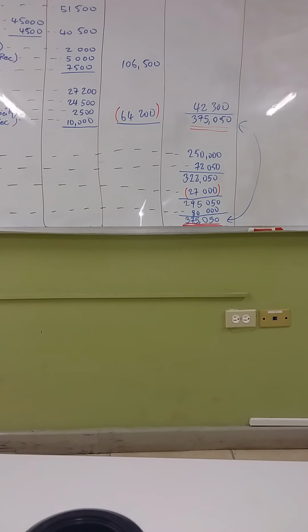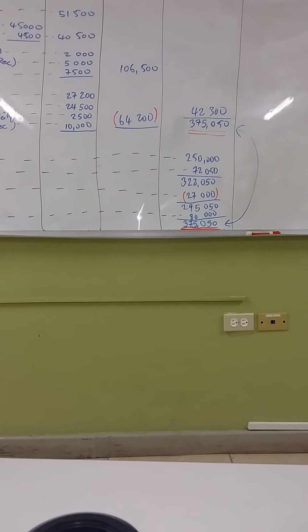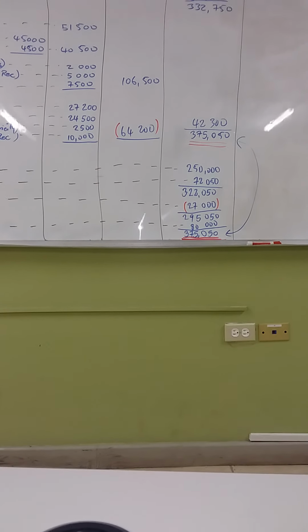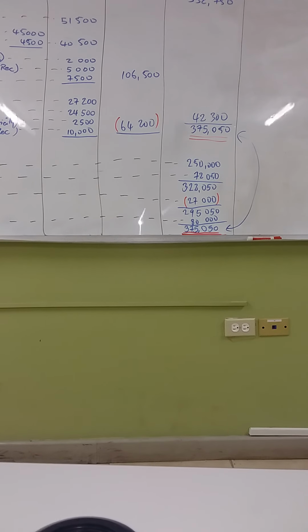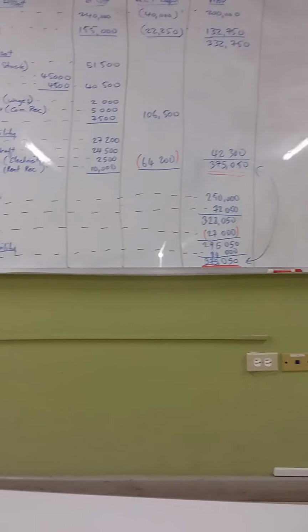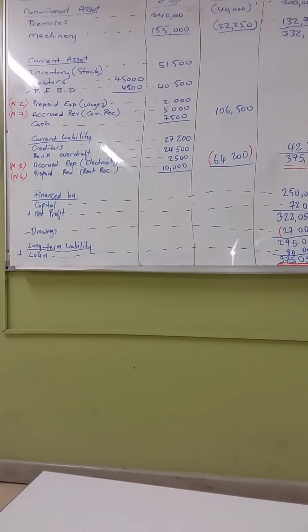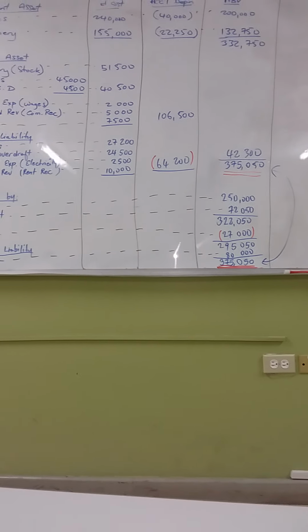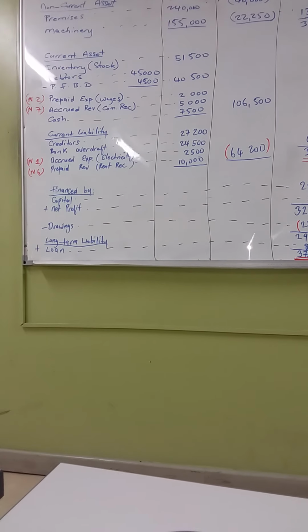Now, if you realize you have the arrow there pointing. You're not supposed to use the arrow there, but I'm just using the arrow to show you that both of those figures should be equal. So that 375,050 at the top, which represents your total asset, has got to balance with the total of your finance by section, which gives you the same.